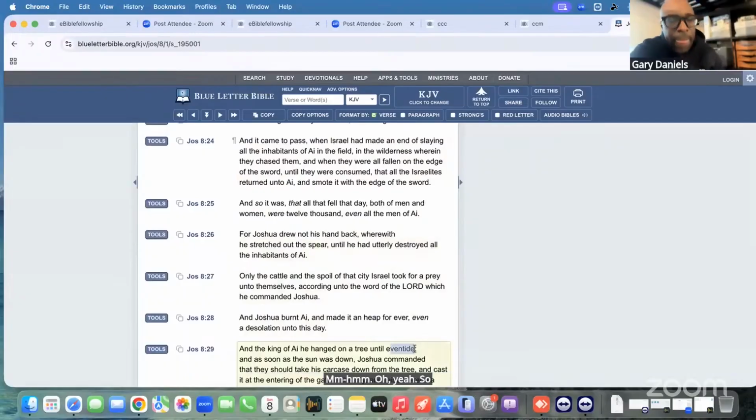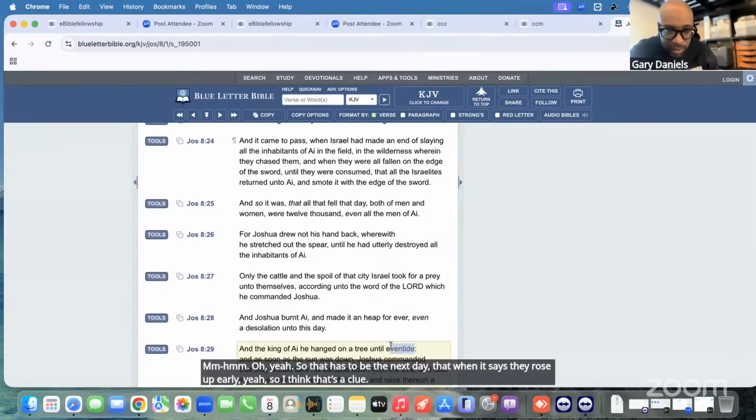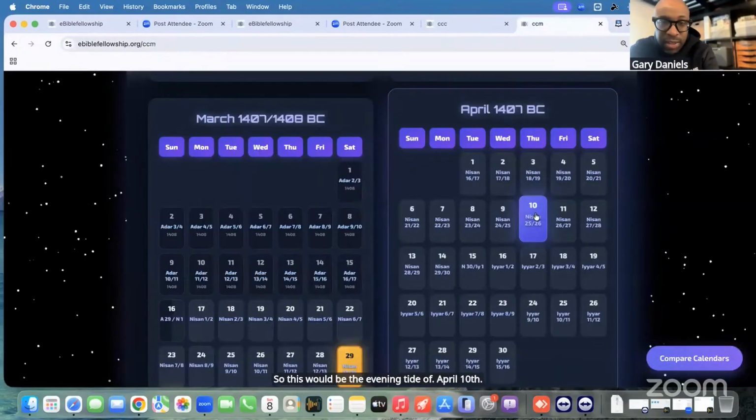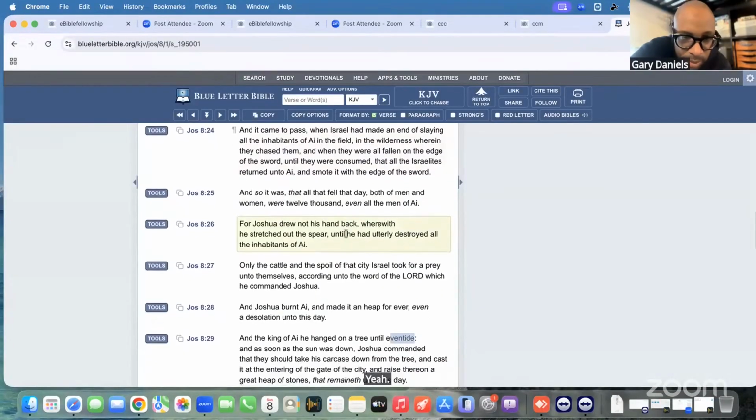So that has to be the next day. Exactly. When it says they rose up early, I think that's a clue. So this would be the evening tide of April 10th. So they rose up Thursday evening, he was hung by that evening. Yeah, if we're on the right track with this.